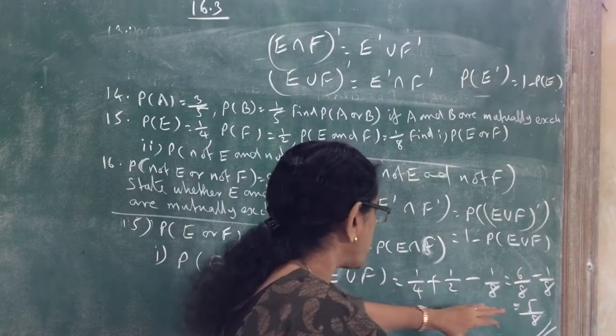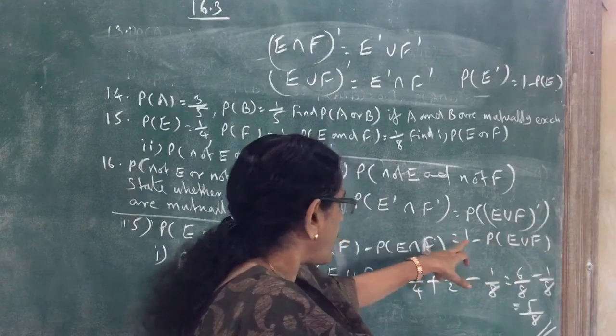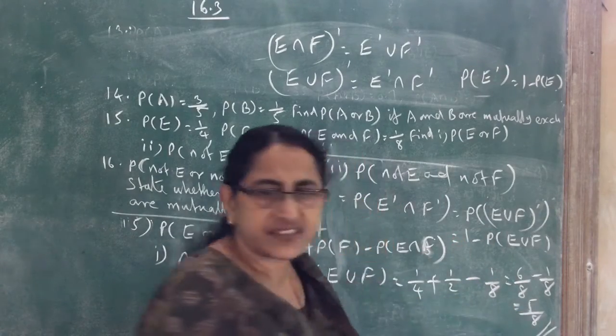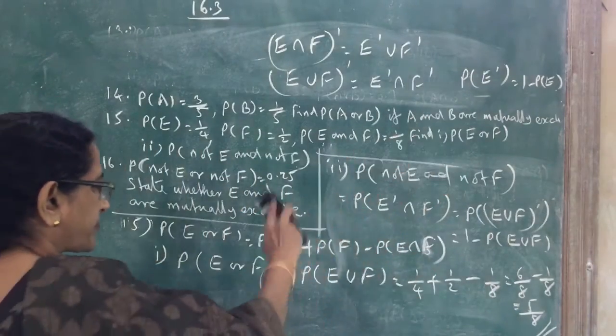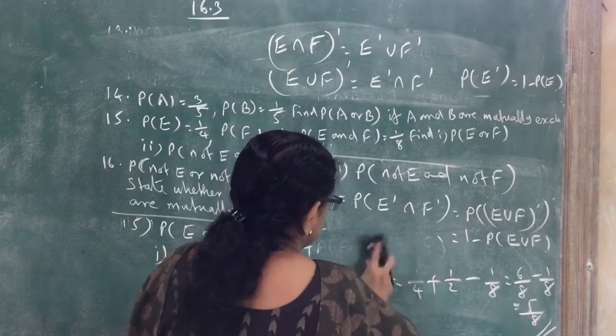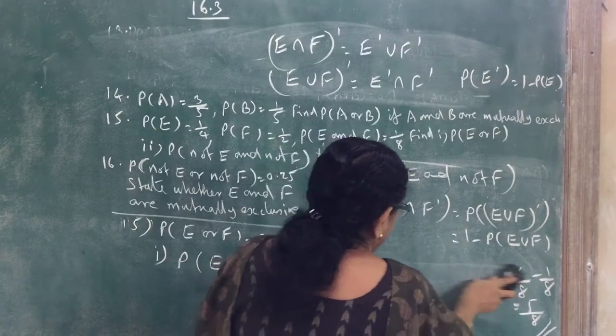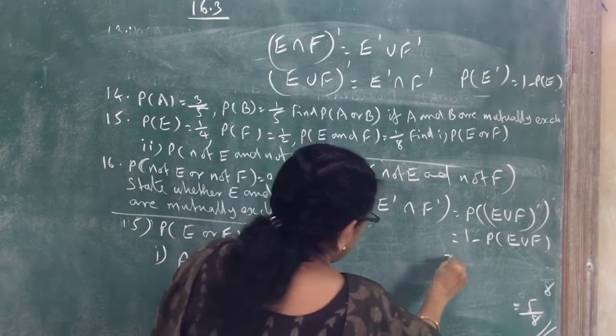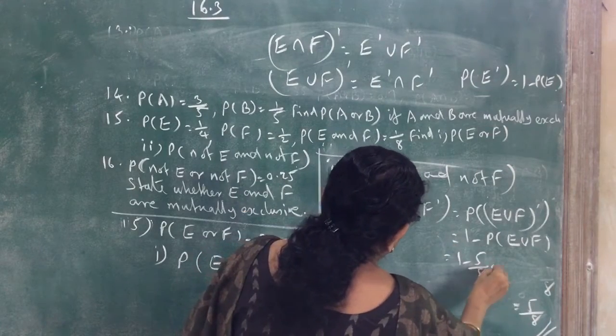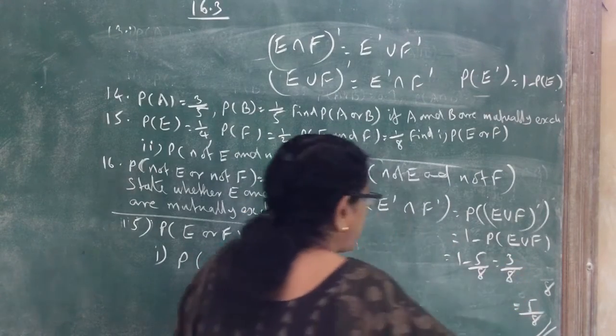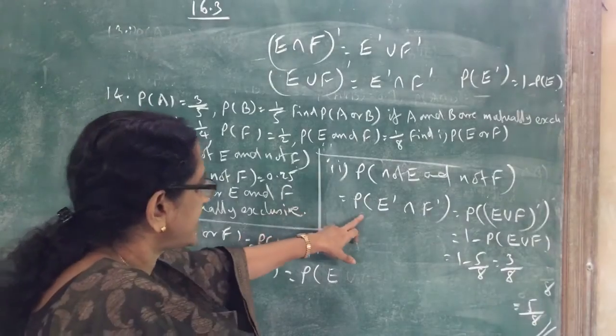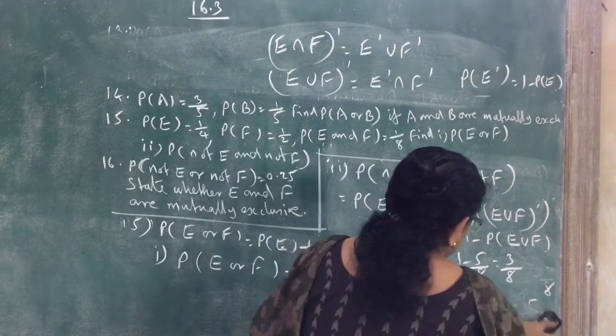So we can substitute that value here. So we get 1 minus 5 by 8, that is 3 by 8. So that is equal to 1 minus 5 by 8, that is equal to 3 by 8. So we got the second answer, 3 by 8.